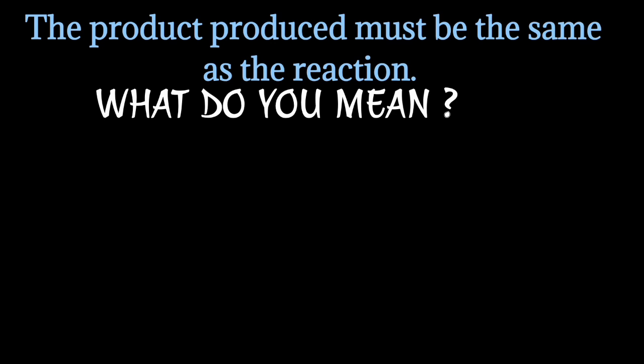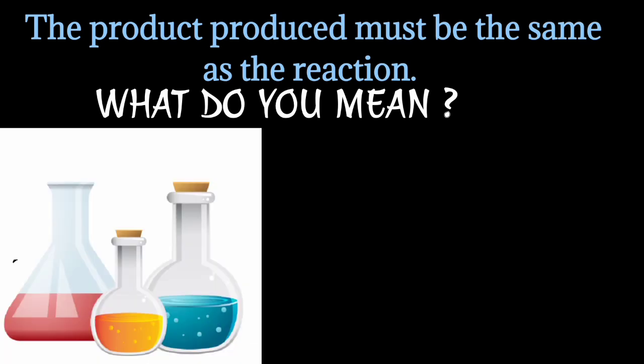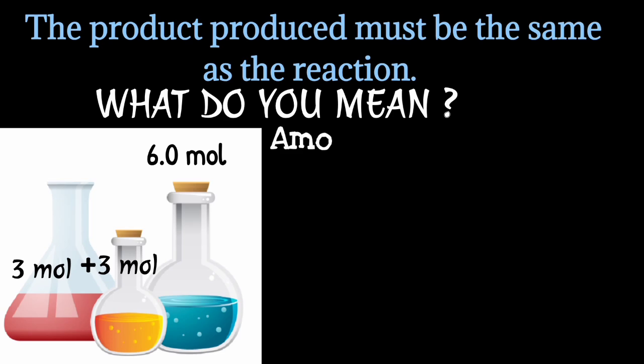Everyone will ask, what do you mean? Let's represent it with 3 chemical substances for us to understand it better. One has 3 moles and it reacts with another 3 moles to produce 6 moles. Chemical red has 3 moles and chemical yellow also has 3 moles. So they react. The chemical red and yellow are the reactants and the blue is the product. So they produce 6 moles. So the amount of substance is the same.